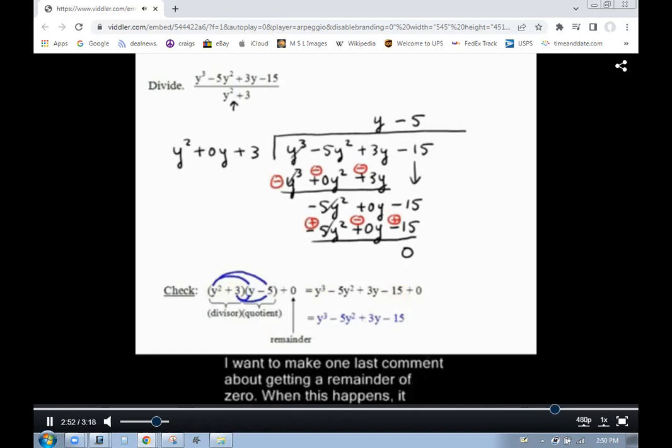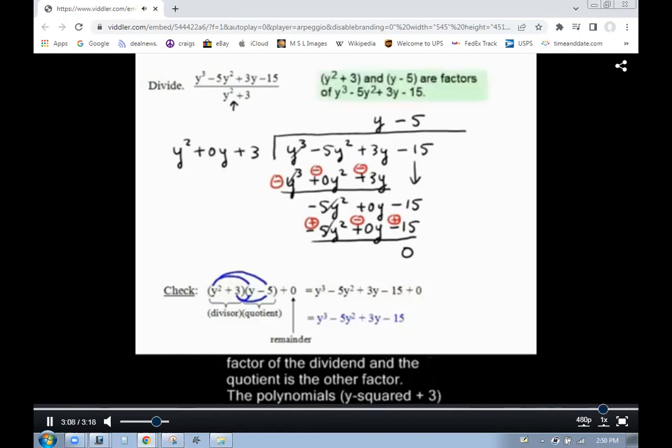I want to make one last comment about getting a remainder of 0. When this happens, it means the divisor divided evenly into the dividend. That means the divisor must be a factor of the dividend, and the quotient is the other factor. The polynomials y squared plus 3 and y minus 5 are factors of the original dividend.